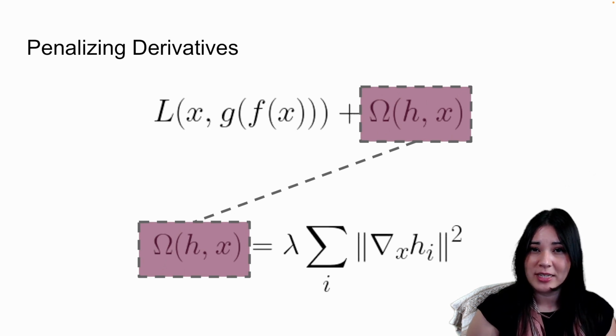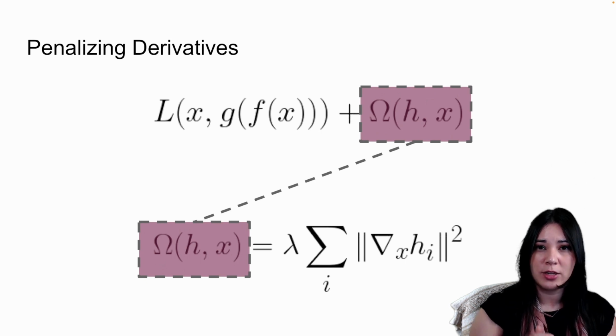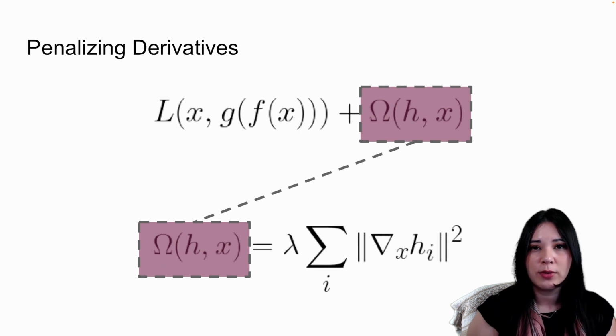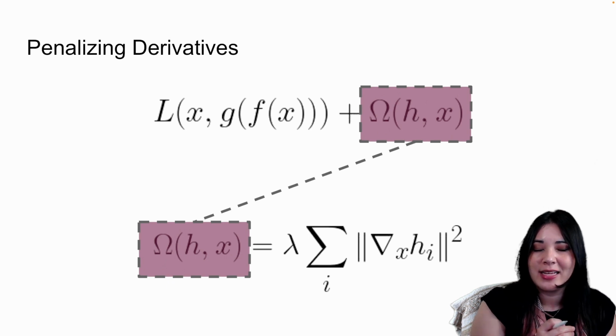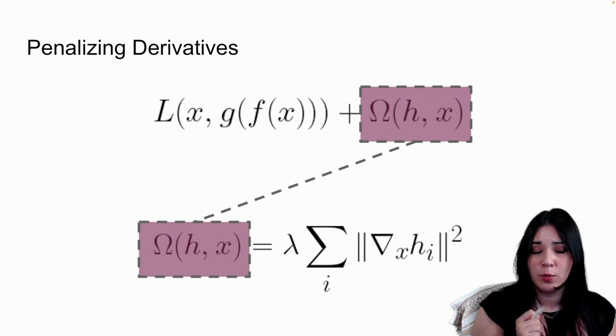One of the ways that we did that was by penalizing derivatives of our encoder. By penalizing the derivative of our encoder, we basically asked our model to make sure that inputs that were similar would also have similar hidden representations. When the derivative of the encoder with respect to the input is high, it means that a slight change in the input would lead to a large change in the hidden representation. And we wanted to punish that to make sure that our model represented similar inputs with similar hidden representations.